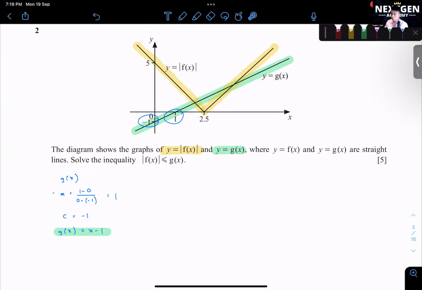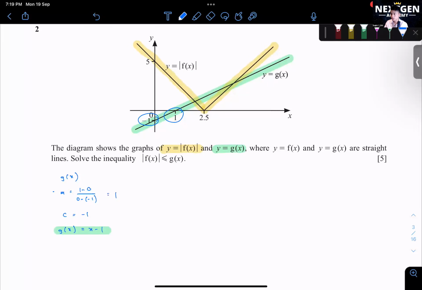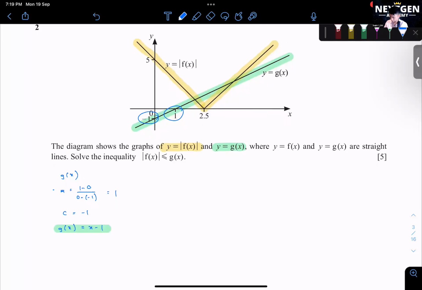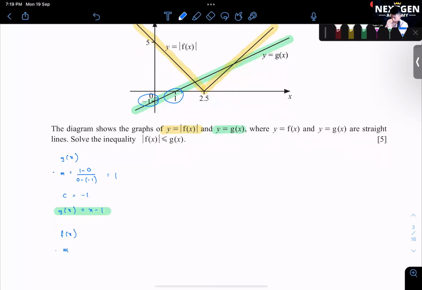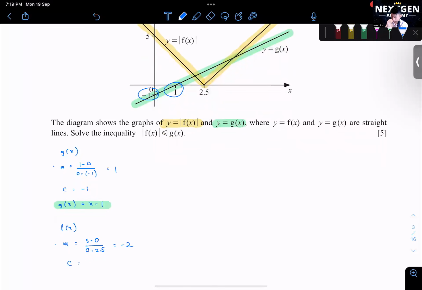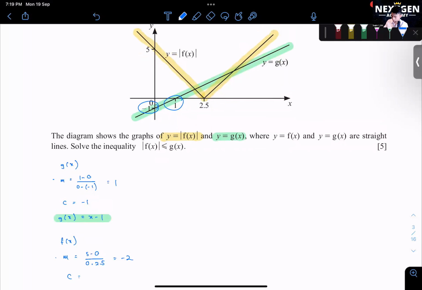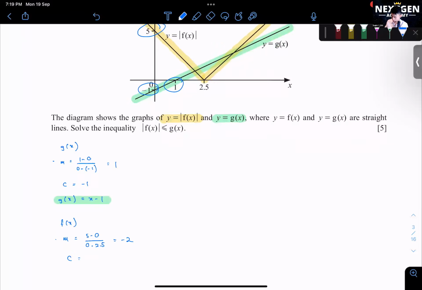I am going to use going down. Honestly, it doesn't matter. Okay, second one. So for the f(x) graph, m: I got 5, I got 2.5. So 5 minus 0 over 0 minus 2.5, which is equal to -2. C from the graph, which is my y-intercept, I can read. This is 5. So C is equal to 5.